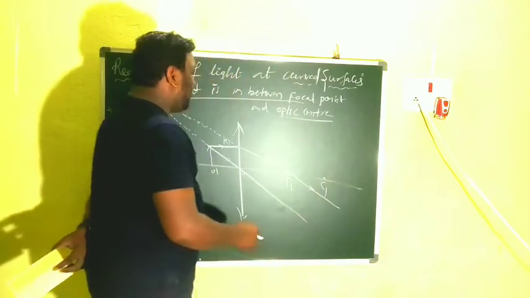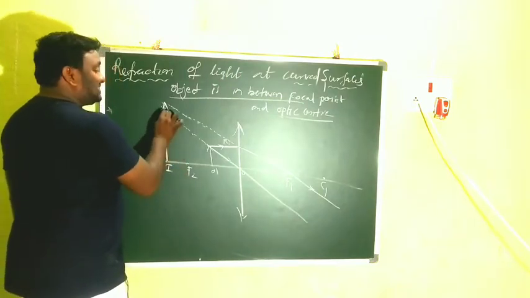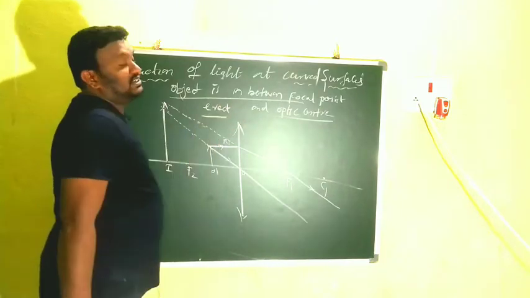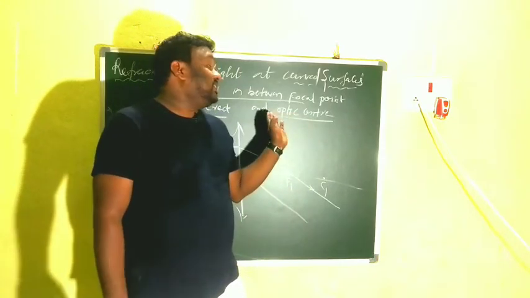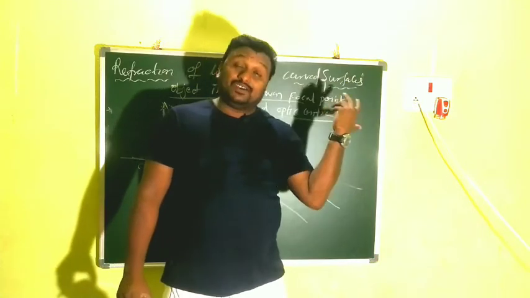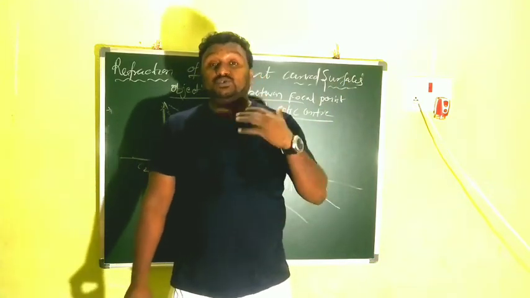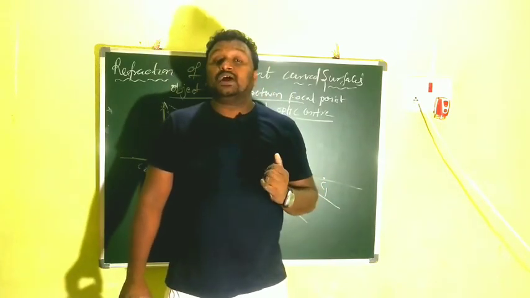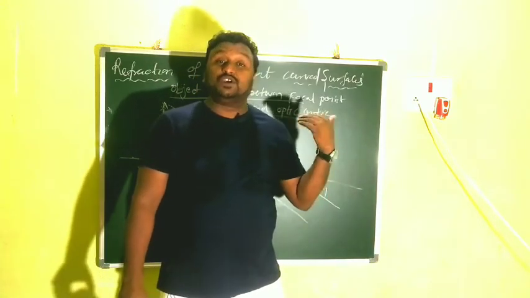And now here, what is the nature of the image? This is the visual image, and it should be erect and enlarged. Here, what is the answer for this one? When the object is between the focal point and optic center, we are getting one image. That nature of image is what? Visual image. That should be erect and enlarged. The size of the image must be more than the size of the object.